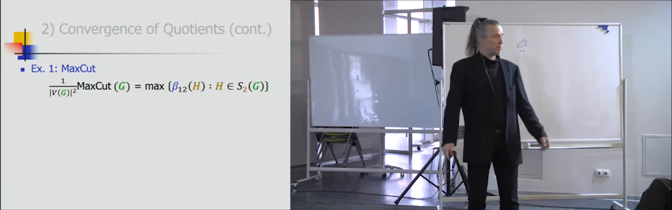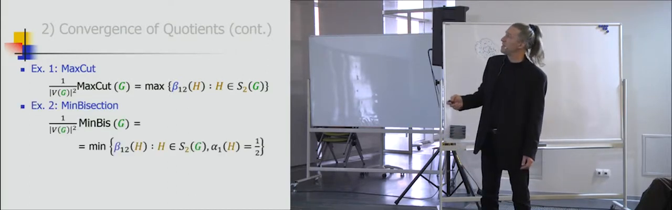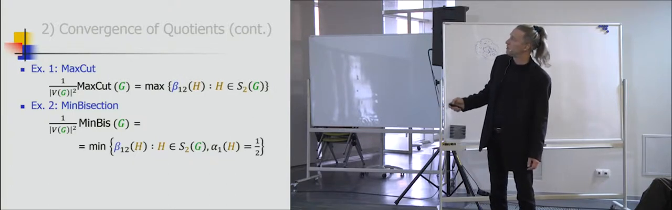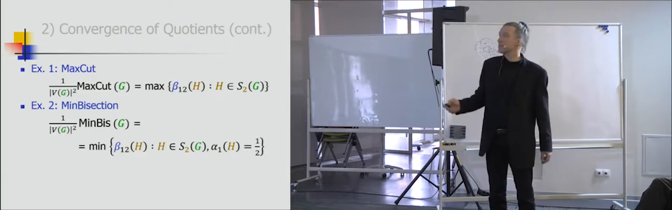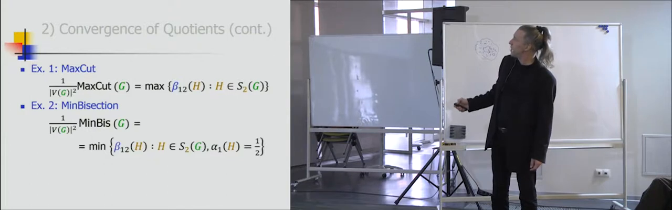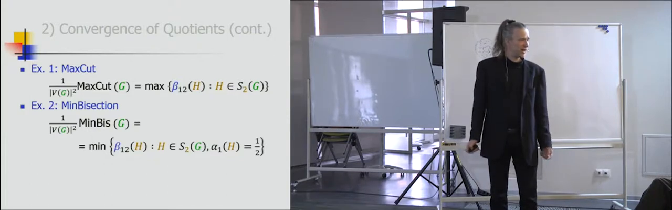What if I wanted max bisection or min bisection? Well, if I do min bisection, I again minimize over all possible colorings, which is the same as over these quotients. But now I fix that the weight of one of these classes should be 1/2, which means half the vertices are red and half are blue.